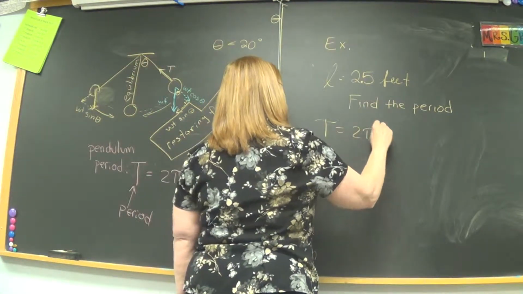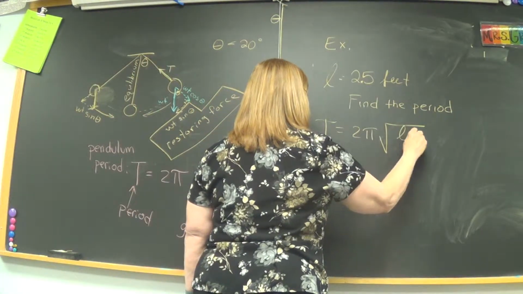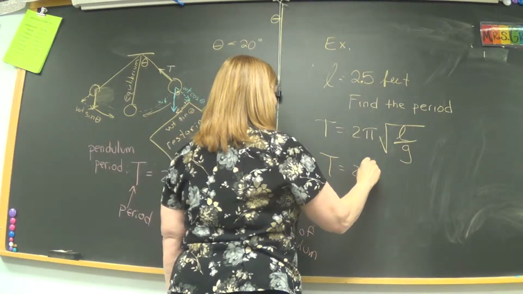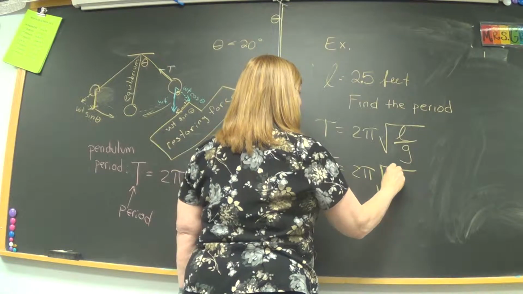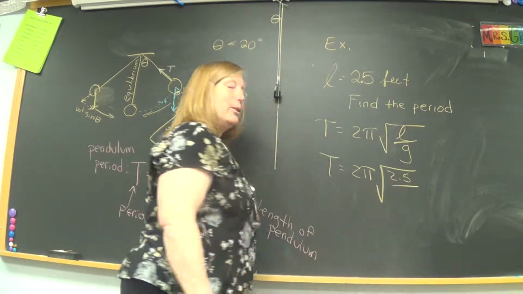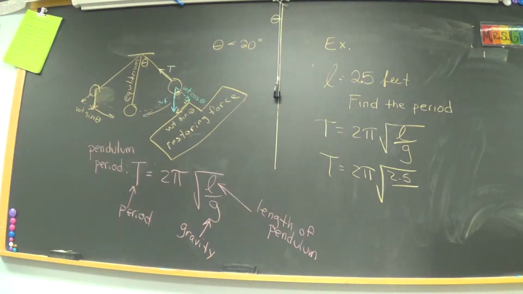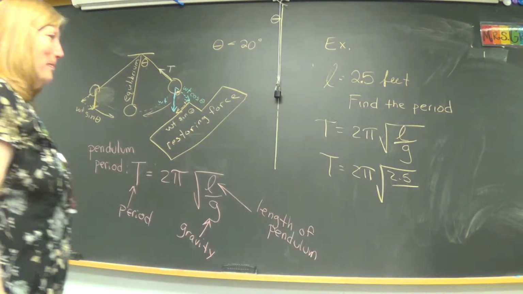So just pretty much plug and chug. What do I use for G? What do we use for G? Oh, 32. Yeah. Be careful.